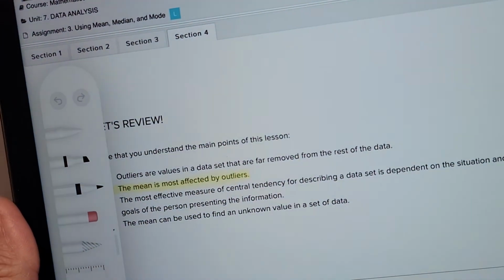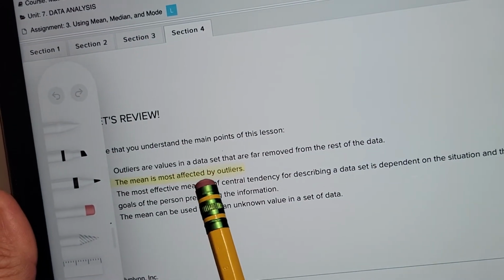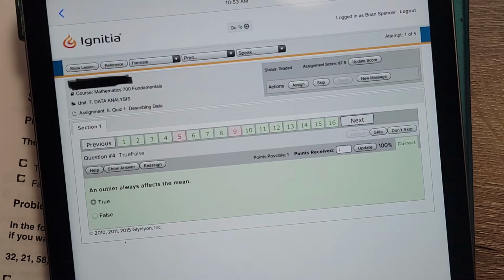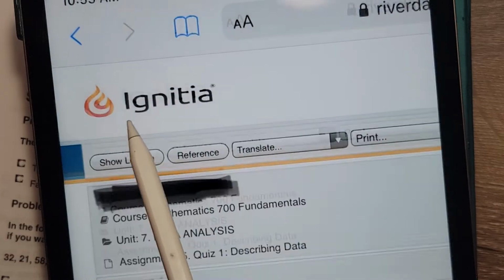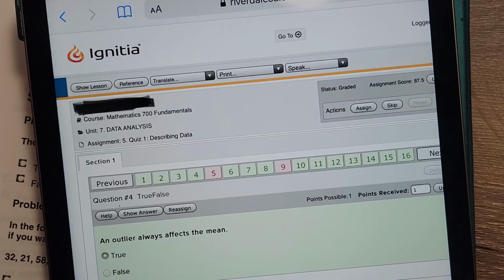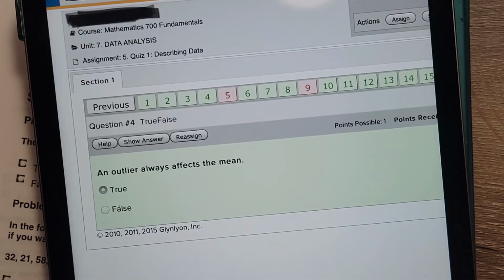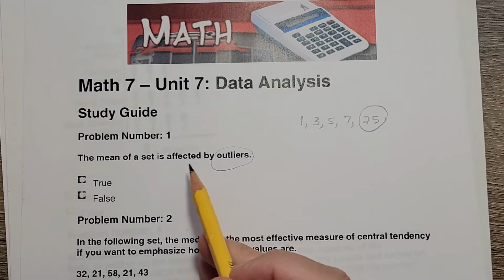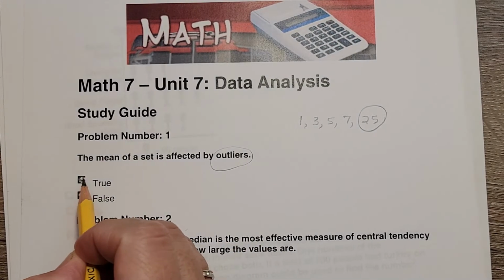Also in that lesson, it said the mean is most affected by outliers. Also in quiz 1, describing data, we have a question on here and it says an outlier always affects the mean, and the answer is true. So the mean of a set is affected by outliers. This is true.